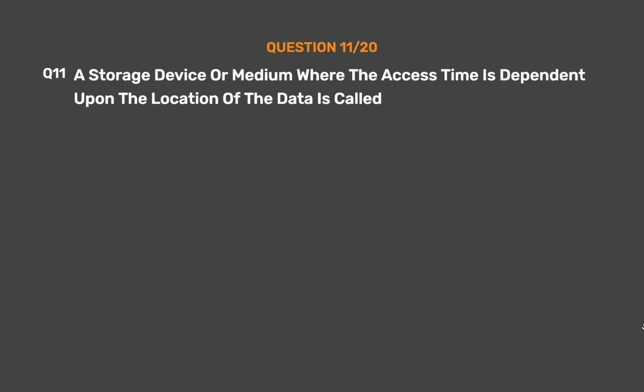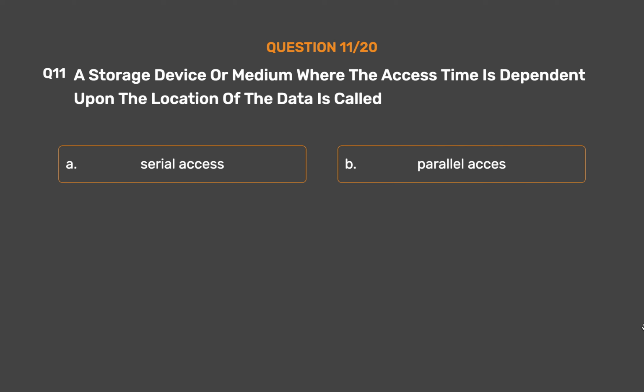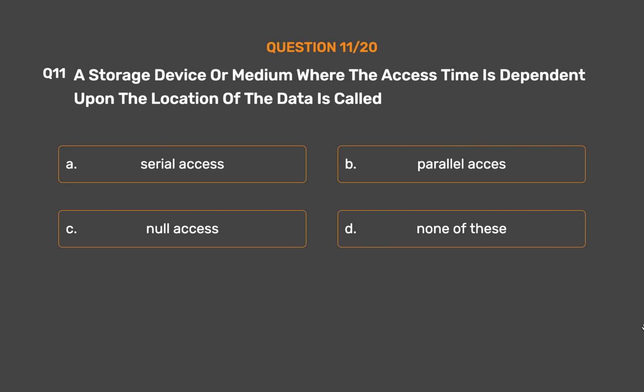Question number 11. A storage device or medium where the access time is dependent upon the location of the data is called: Option A. Serial access. Option B. Parallel access. Option C. Null access. Option D. None of these.